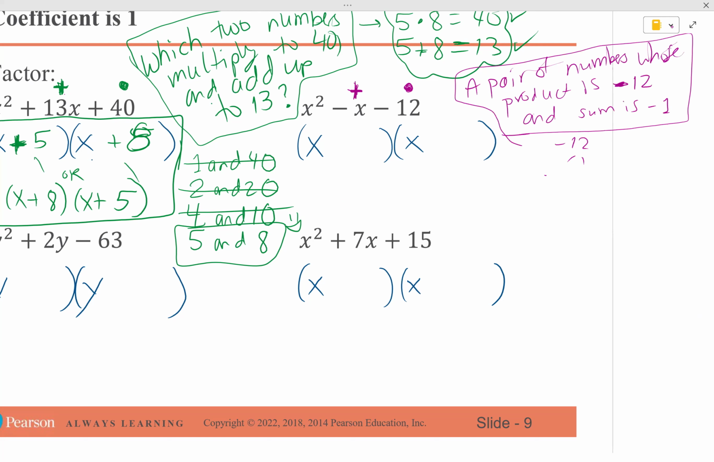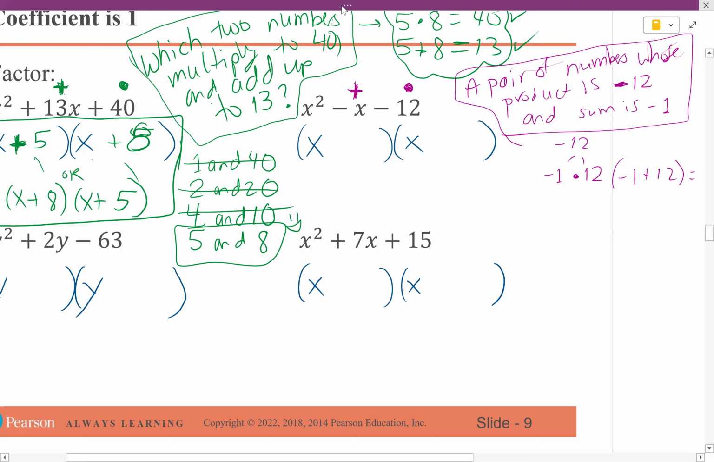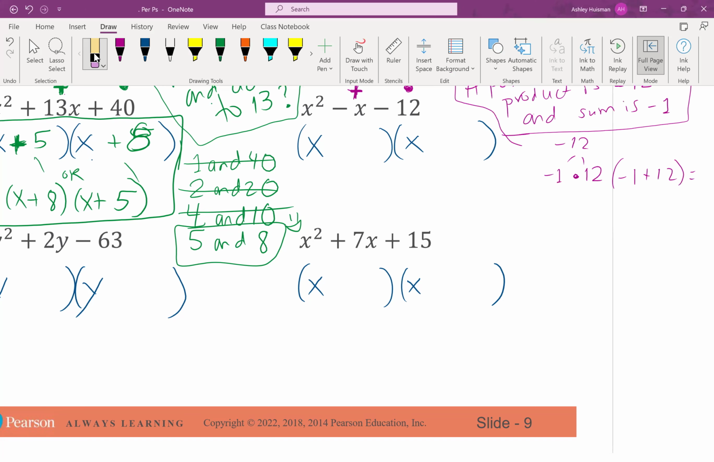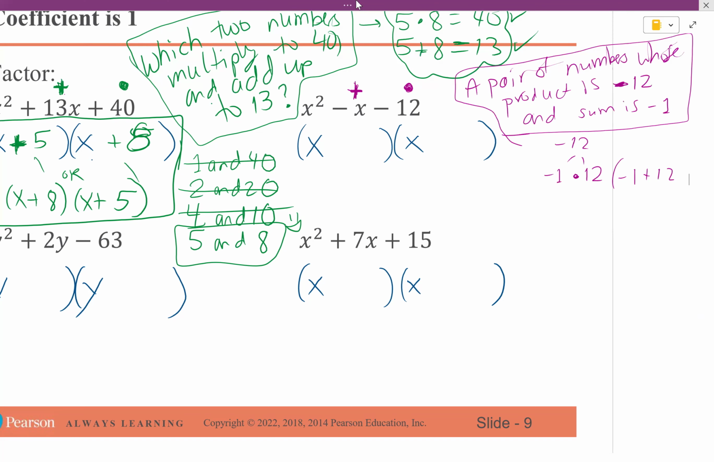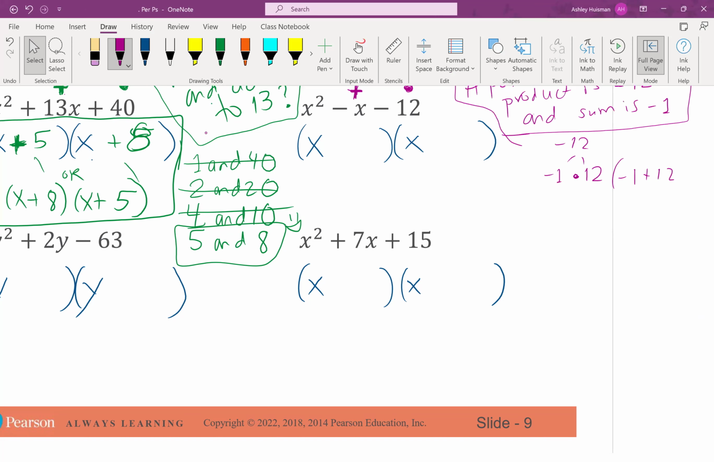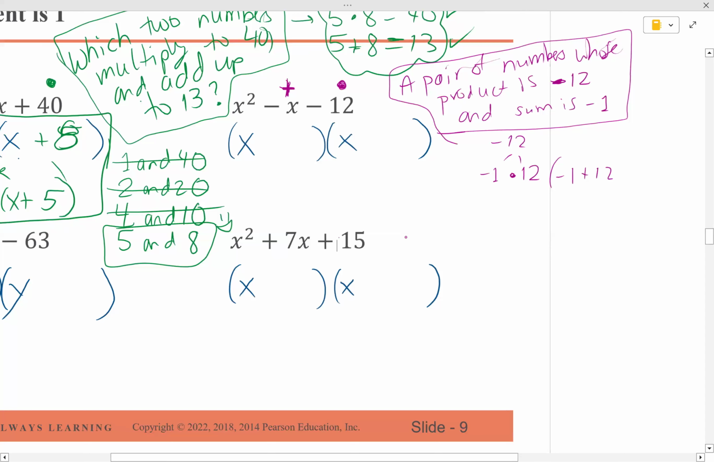How about -1 multiplied by 12? Would that work? -1 plus 12 is 11. Oh, why did I put in the parentheses there? -1 plus 12 is not what I want. They add up to 11. I don't want them to add up to 11. I want them to add up to -1. So that's not going to work. Does not equal -1.